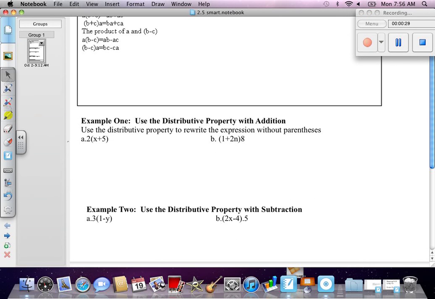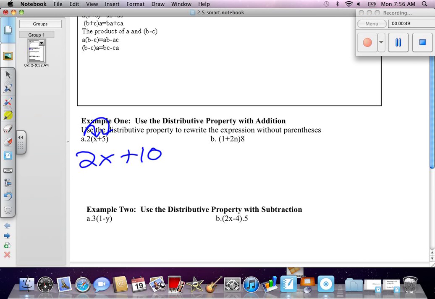If we've got 2 times the quantity of x plus 5, I find that if you draw the little arrows, it helps you not forget to multiply it by the first one and the second one. That's why I do it. So I'm multiplying 2 times x, and I'm multiplying 2 times 5. So I get 2x plus 10.